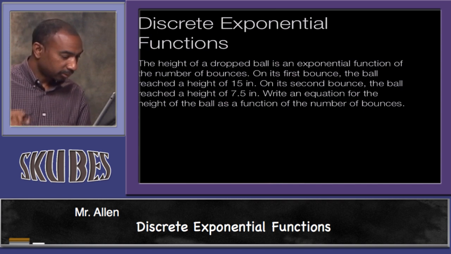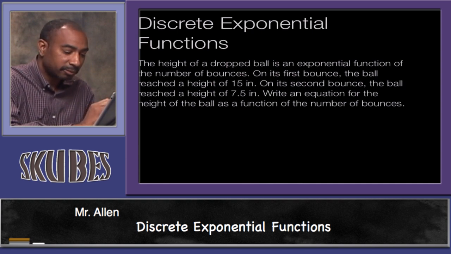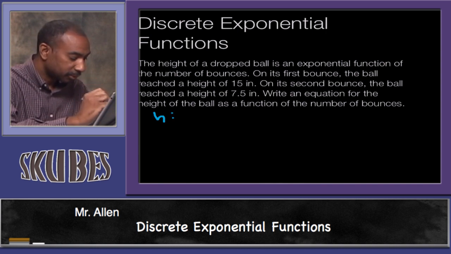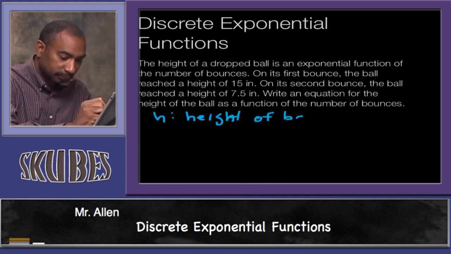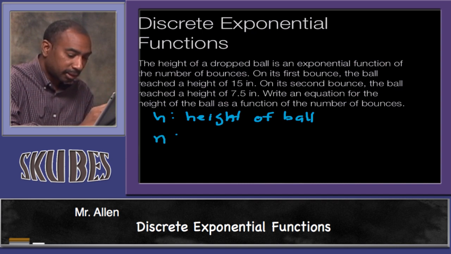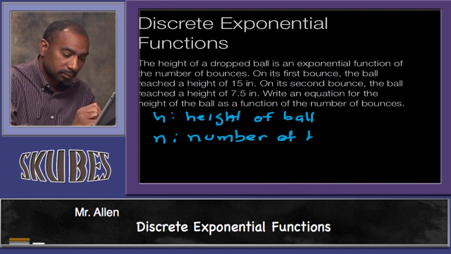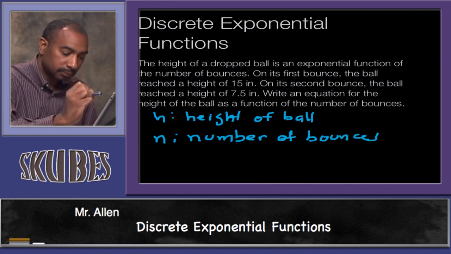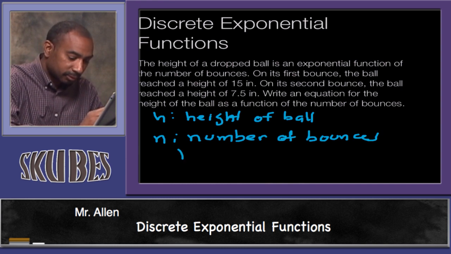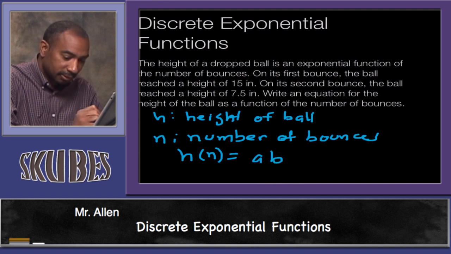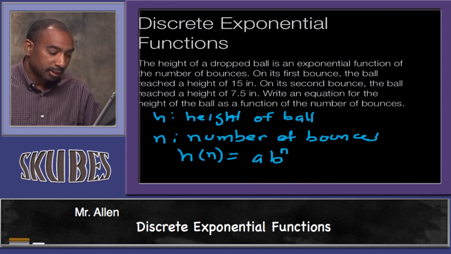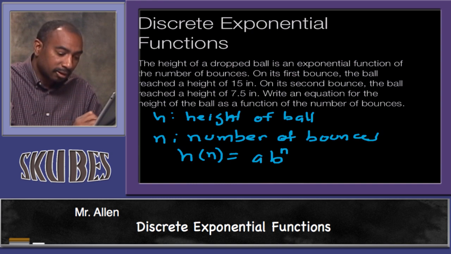All right. So in order to do that, let's write a good variable first. We know h could represent the height of the ball. And n, let's say that represents the number of bounces. So in general, we want to find this. We're going to write this as a function, the height is a function of the number of bounces. And we know the general form is a times b raised to the n, the number of bounces. And what we're going to do is find out what b and a are.